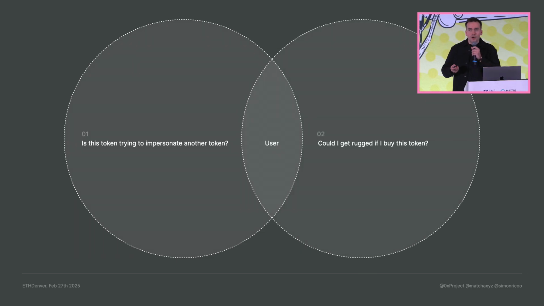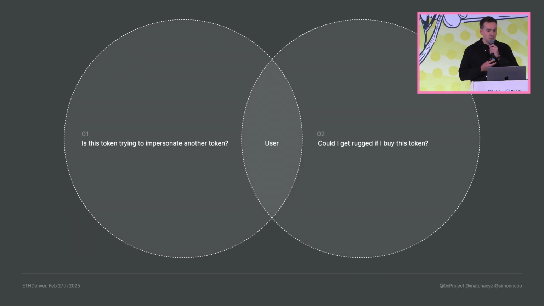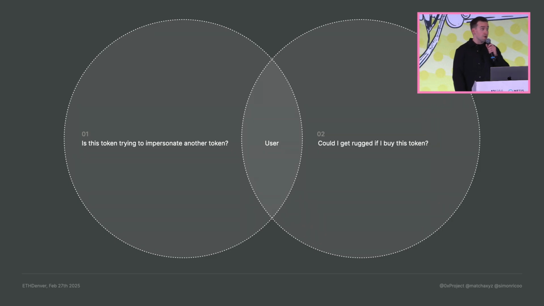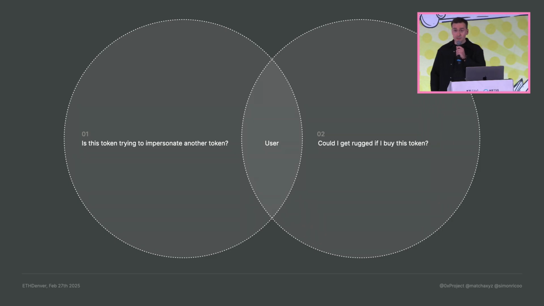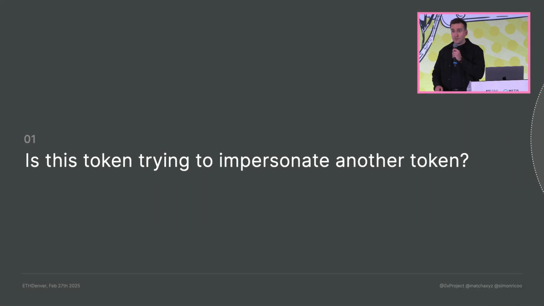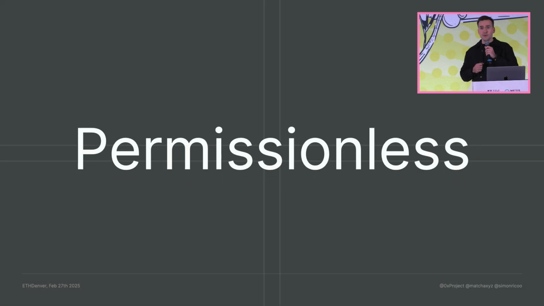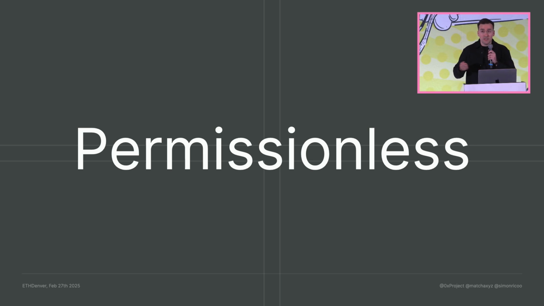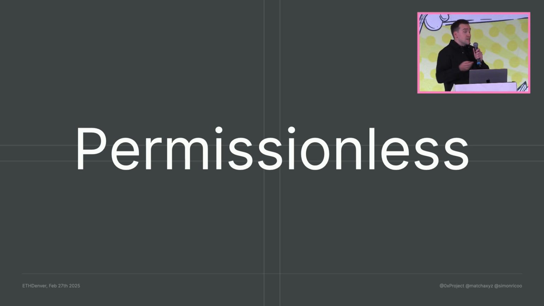So user at some point is asking these two questions. Is the token trying to impersonate another token, or could I get rugged if I buy this token? Let's start by answering the first question. So Ethereum is permissionless, so anyone can create a token with a similar name, logo, or ticker. So it can be pretty chaotic out there.